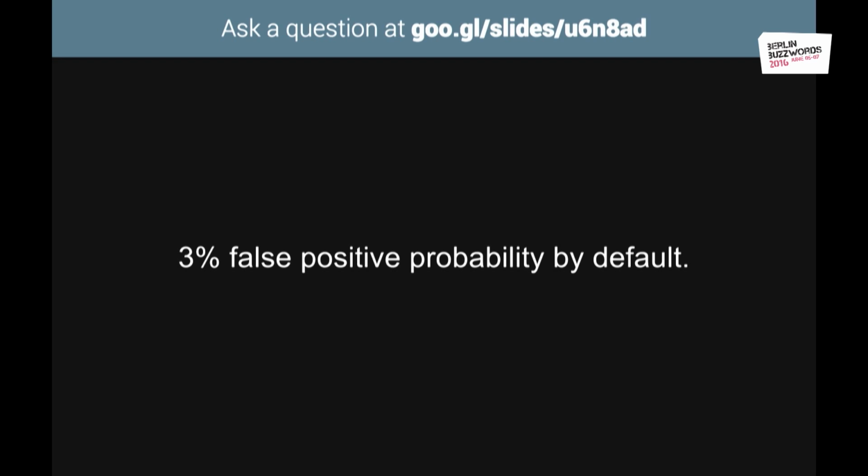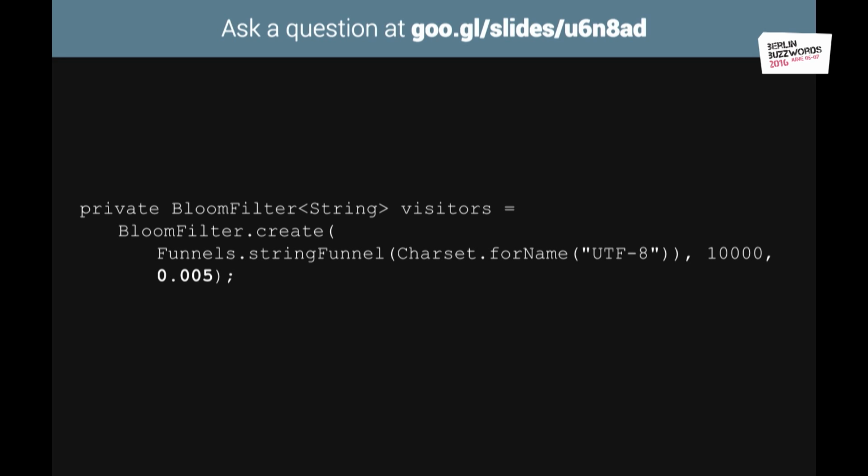And what that means is that when it tells you that something is there, there's a 3% chance that it actually isn't. And you have to think about whether that's okay. But with the Guava implementation, what's quite nice is it can take an additional third parameter, and you can specify the error rate that you're happy with. So if you think that 3% is too inaccurate, you can give it one. So in this case, it's 0.5% instead of 3%.